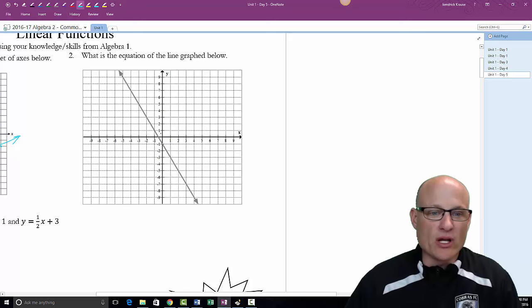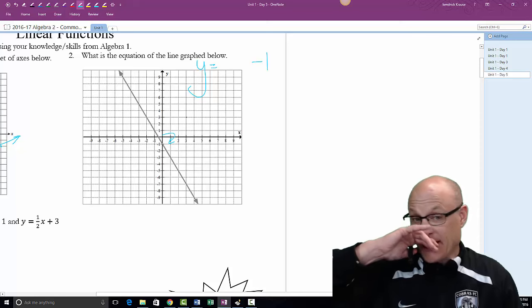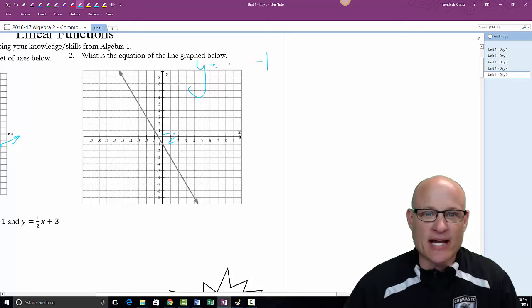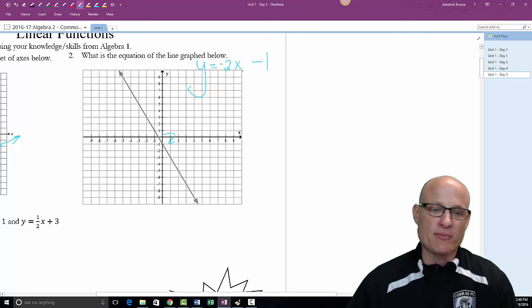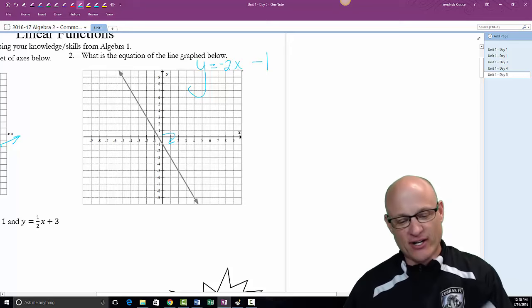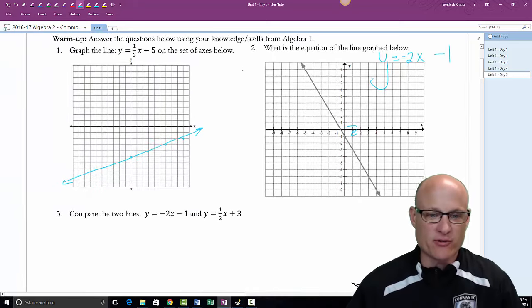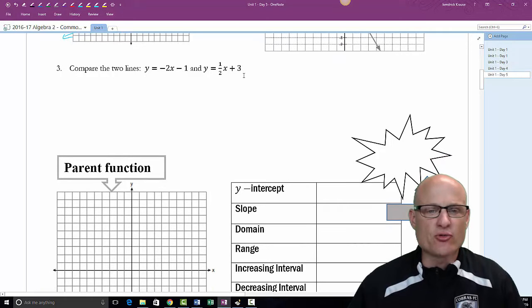What is the equation? Well, it was shifted down 1, so I know it's going to be y equals, down 1. And it's got a reflection in the x-axis because it's coming down, so I know it's negative. Let's see what its slope is. Down 2 and over 1. So it's down 2. Negative 2x minus 1. There it is. I'm not even done with the first page. Compare the two graphs.